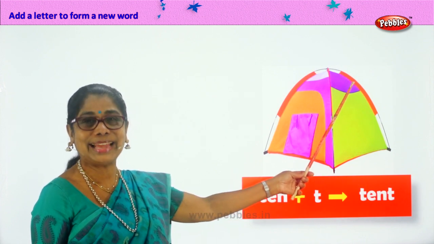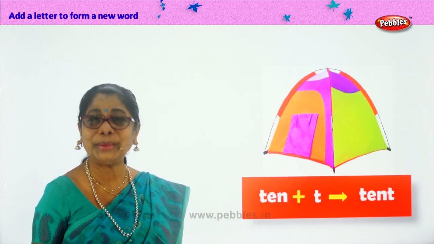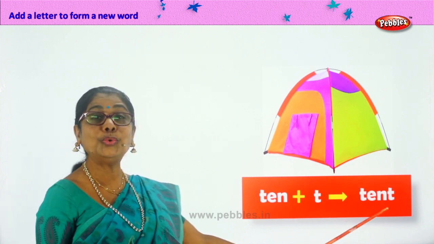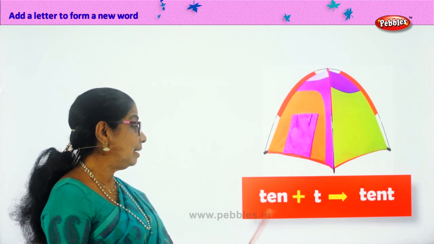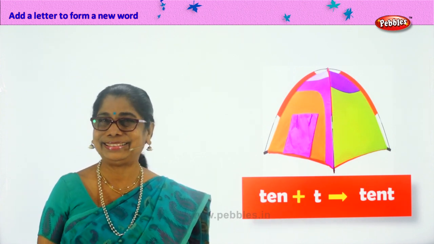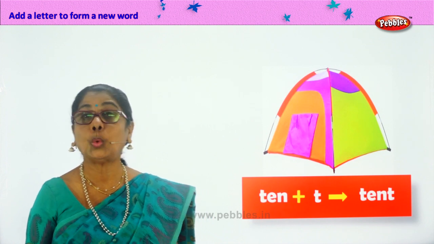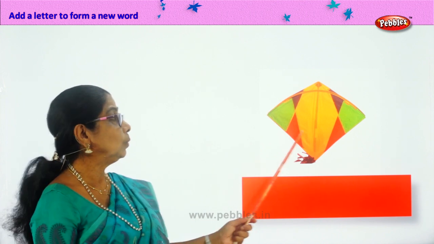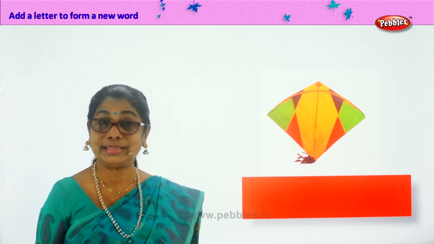T-E-N-T. Tent. Did you enjoy? Good. Just adding a single letter, you got a new word from the 10 plus T. Tent. Let's look at another word. Here. What is this? Kite. Very good.